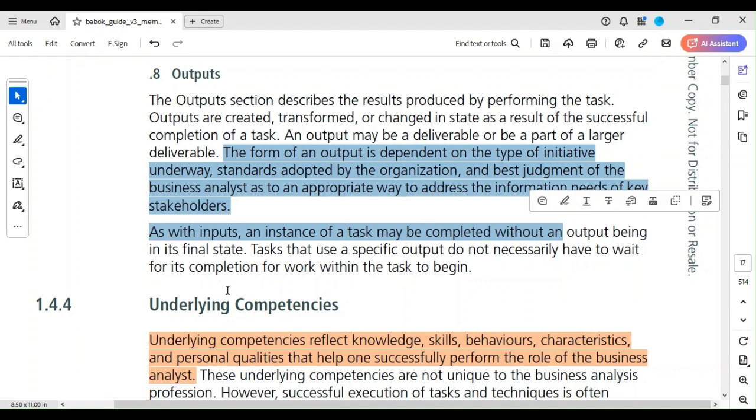As with input, an instance of a task may be completed without an output being in its final state, just like we had with the input. Tasks that use a specific output do not necessarily have to wait for its completion for work within the task to begin. You know, in project management, they will tell you early to start. So telling you that tasks that use a specific output do not necessarily have to wait for its completion for work within the task to begin.